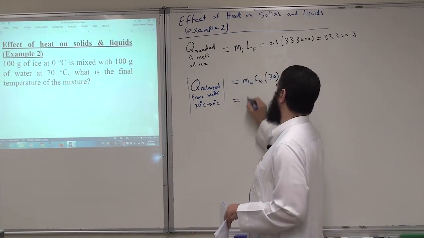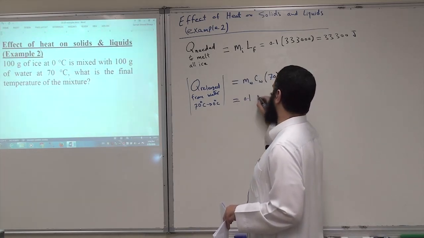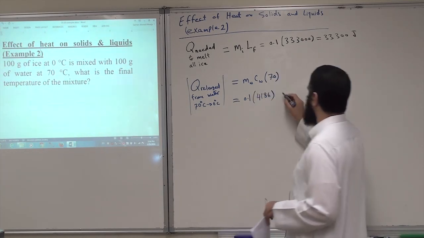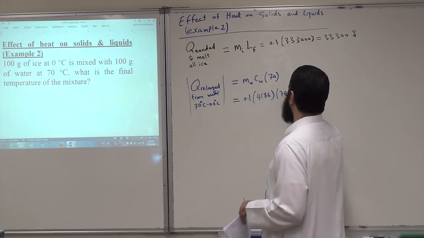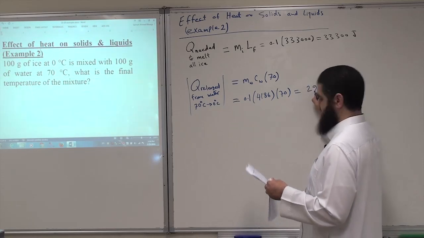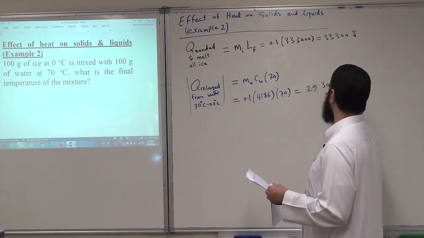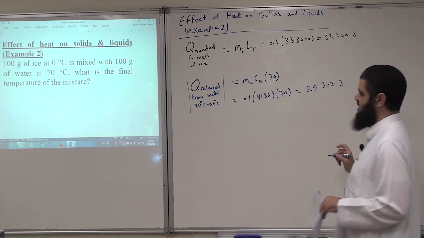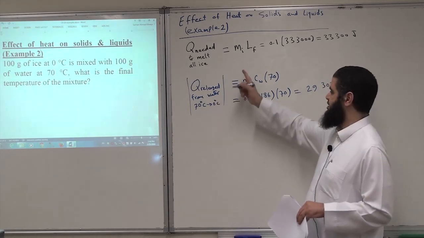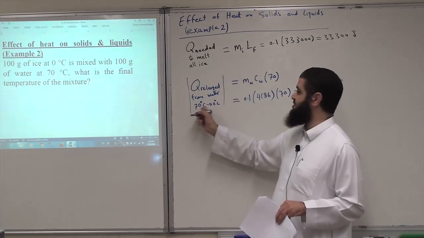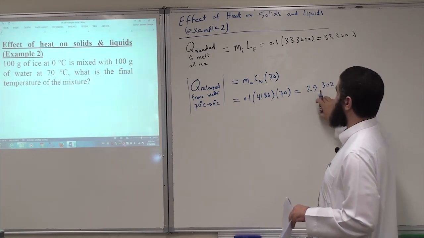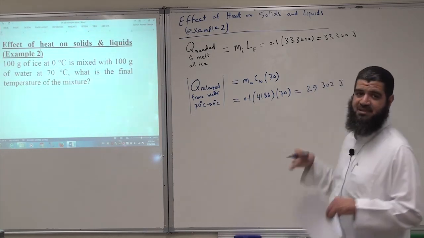Plugging in the numbers, this will be 0.1 kilogram, specific heat 4186 joules per kilogram Kelvin, multiplied by 70, and this will result in 29,302 joules. As you can see, the amount of heat available or released from the water by decreasing its temperature from 70 to 0 degrees C is less than the amount of heat needed to melt all the ice.